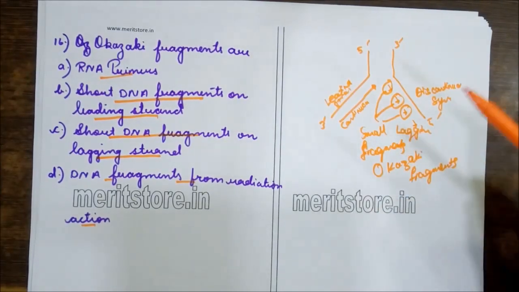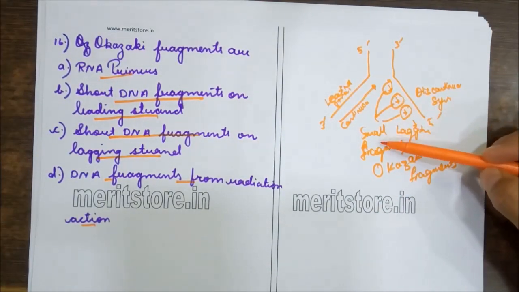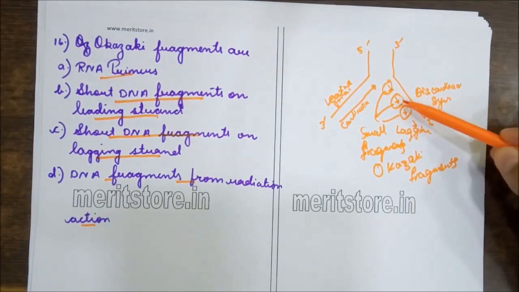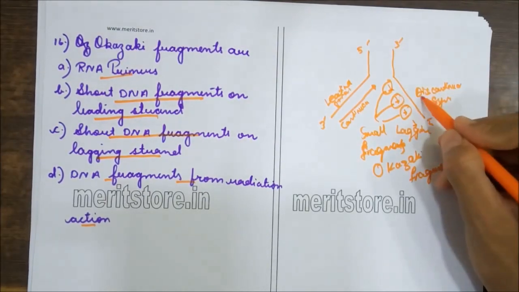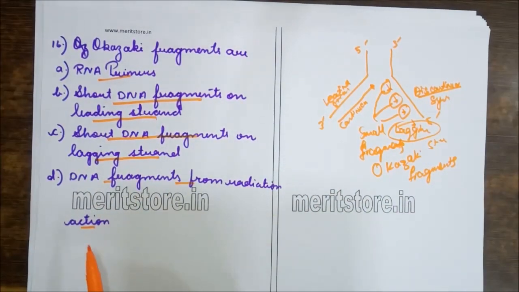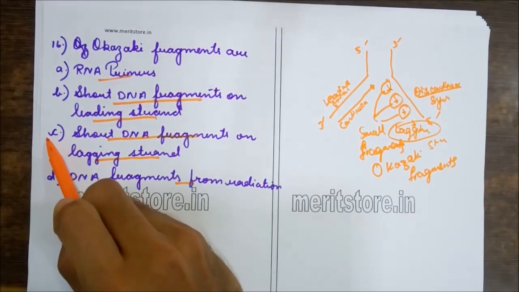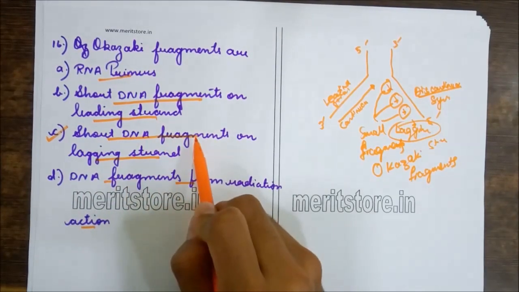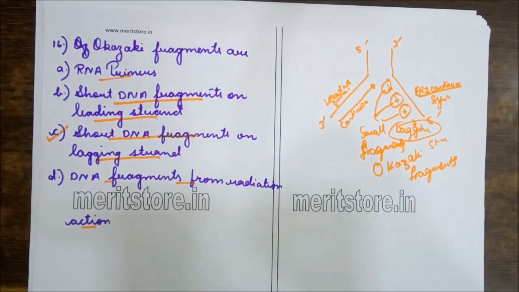Okay, so these Okazaki fragments are small fragments of DNA which have been synthesized discontinuously on the lagging strand. So the correct option is option C, which states that short DNA fragments on lagging strand.